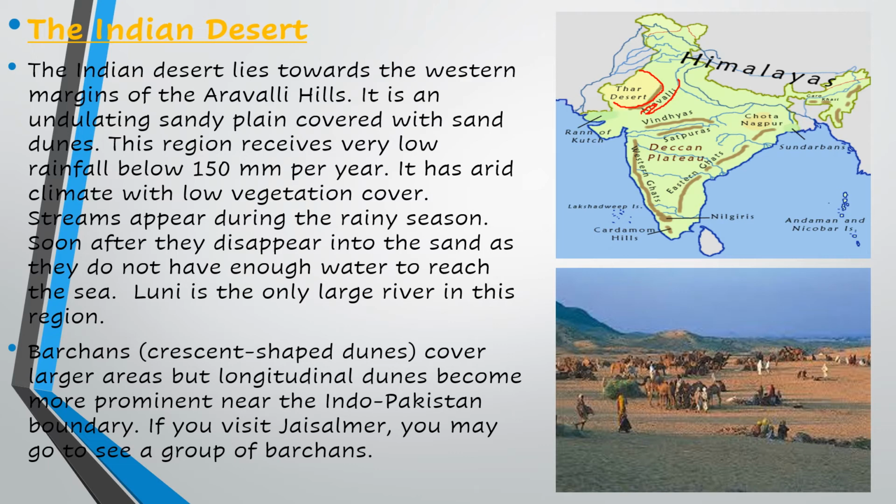Barchans are the crescent shaped dunes. Okay, their shape is like the crescent form. These barchans cover large areas, but longitudinal dunes become more prominent near the Indo-Pakistan boundary. We all know Pakistan is over here. Because of the longitudinal dunes, the dunes become more prominent. The barchans become more prominent in the Indo-Pakistan borders.